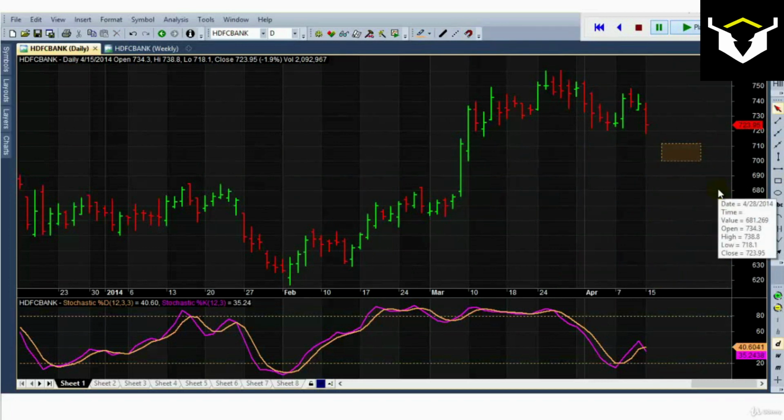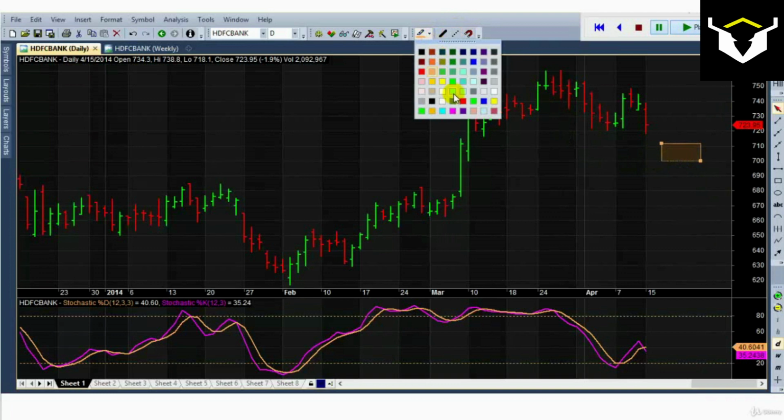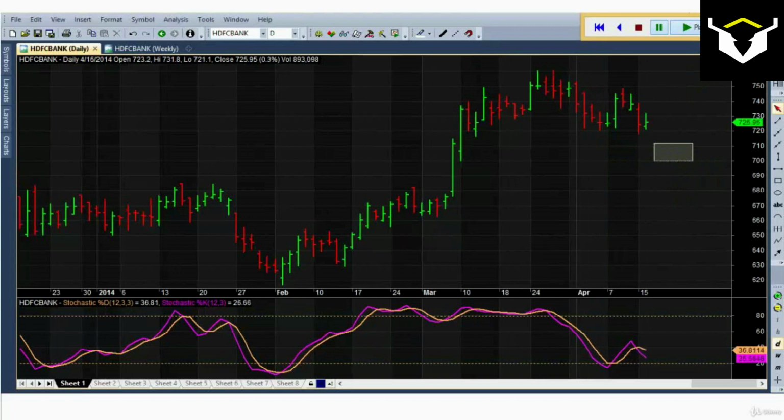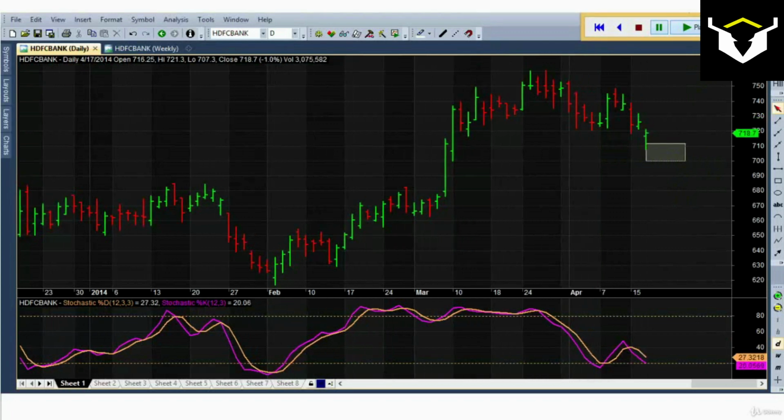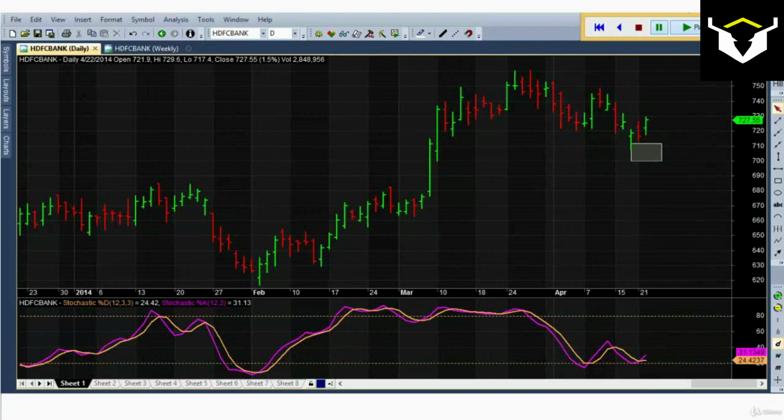Now, if stochastic was to reach below 20 or in the range of 20 and prices were to find support at this box, I will take this trade assuming that weekly momentum is in our direction. So let's go ahead, add some bars. There prices hit our box and turn. Stochastic oscillator is very close to 20. It's not in an oversold zone, but it is very close to the oversold zone.